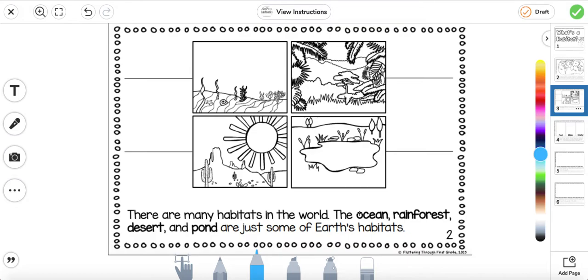The ocean, so this is the ocean. The rainforest, desert, and pond are just some of Earth's habitats. So there's many, many more different types of habitats. But these are 4 common ones that you'll see. Ocean, rainforest, desert, and a pond.